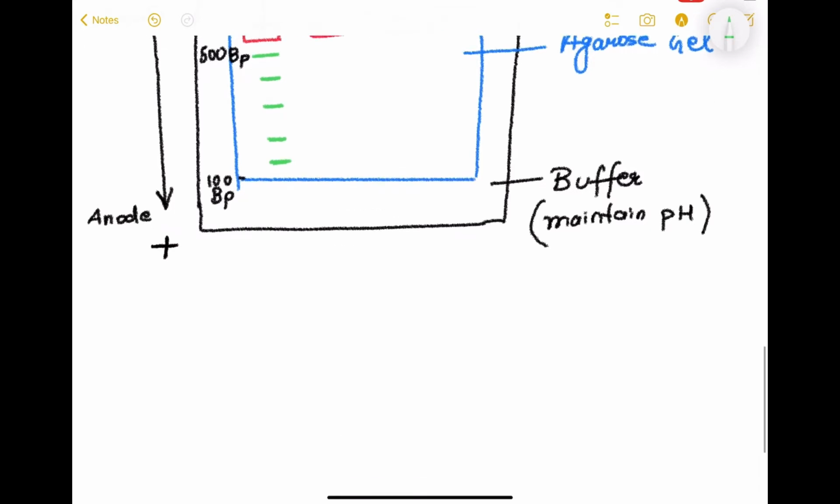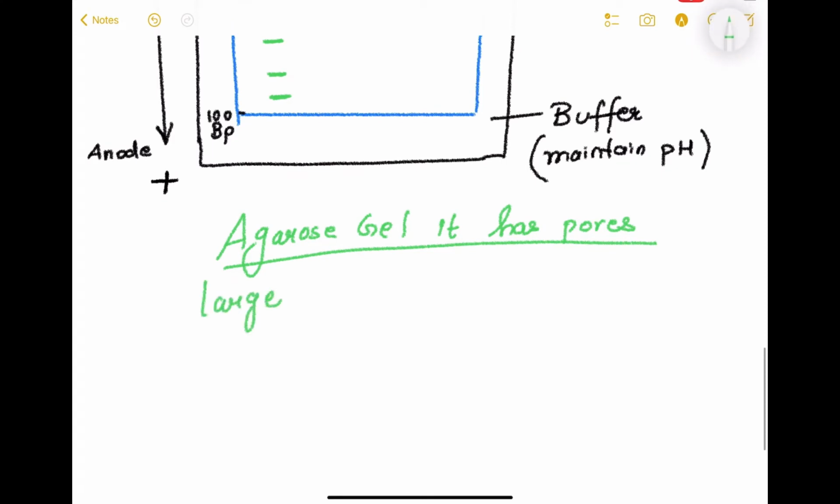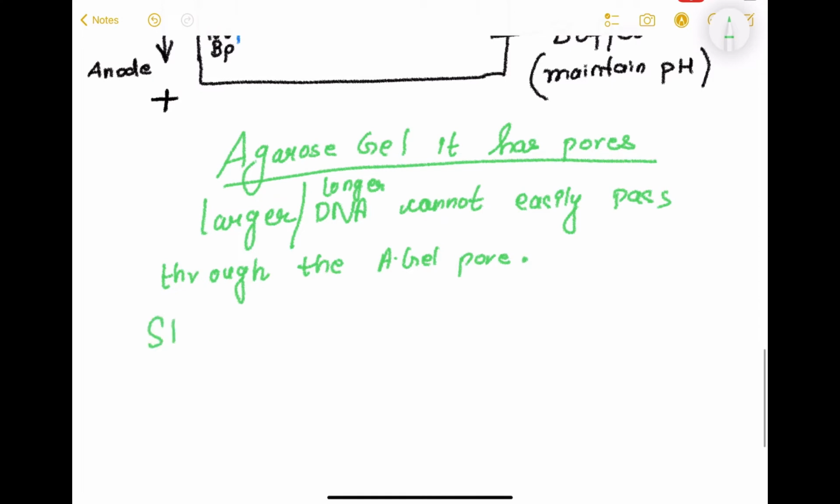The larger molecule of DNA can easily pass through the gel pore. So agarose gel has pores. The larger DNA molecule, or the more appropriate term would be longer DNA molecule, cannot easily pass through the agarose gel pore because of its length, whereas the shorter DNA molecule can easily pass through the pore.